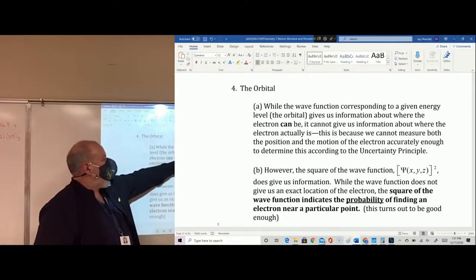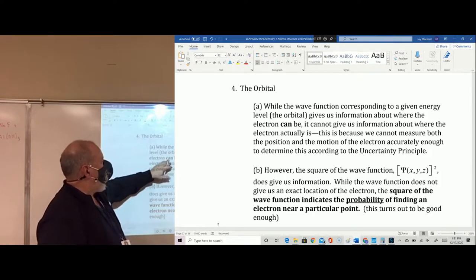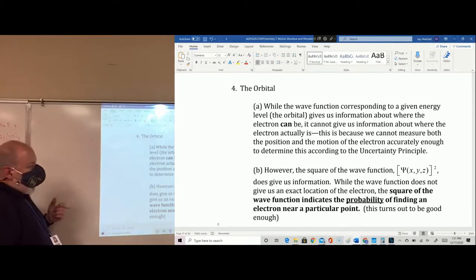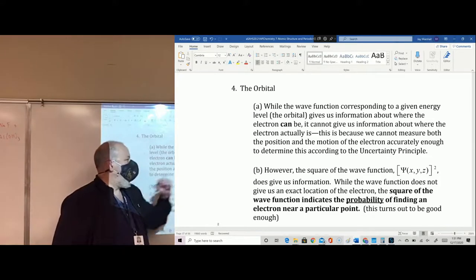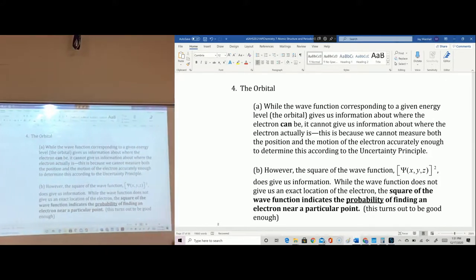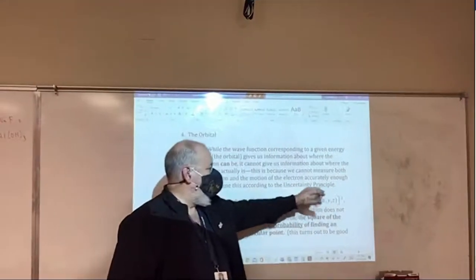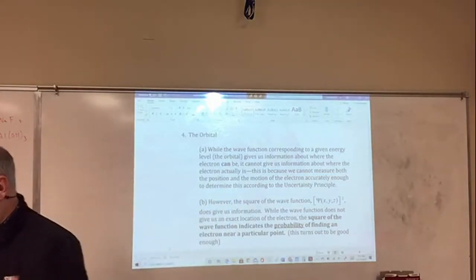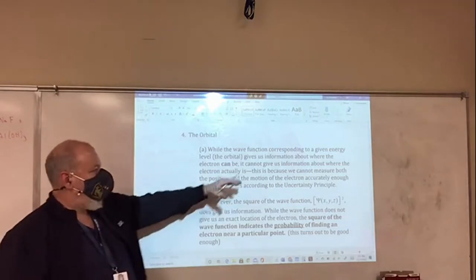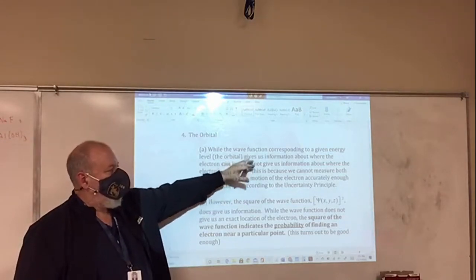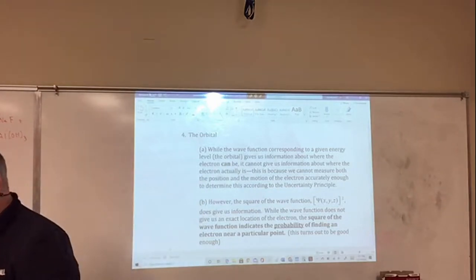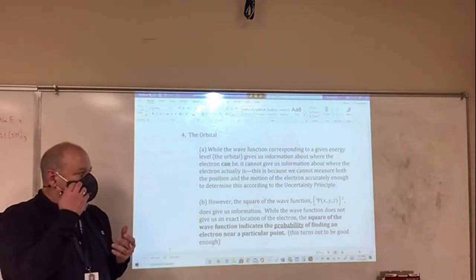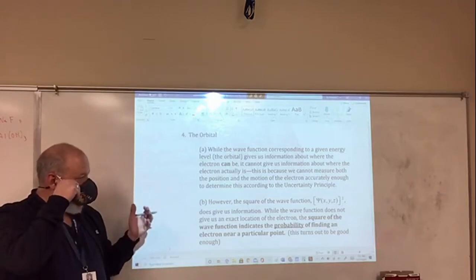So while the wave function corresponding to the given energy level gives us information about where the electron can be, it cannot give us information about where the electron actually is. This is because we cannot both measure the position and the motion of the electron accurately enough to determine it, according to the uncertainty principle. So when Heisenberg did this, we recognized, you know what, I can't come up with a mathematical formula that's going to tell me where the electron is at any point in time. Let's come up with a function of some kind, though, that tells us where it can be. And that's what the Schrodinger wave equation did.